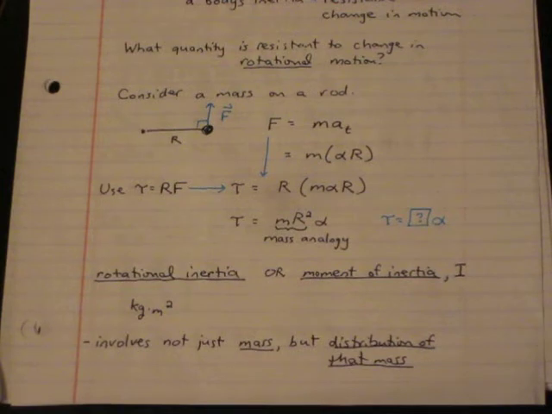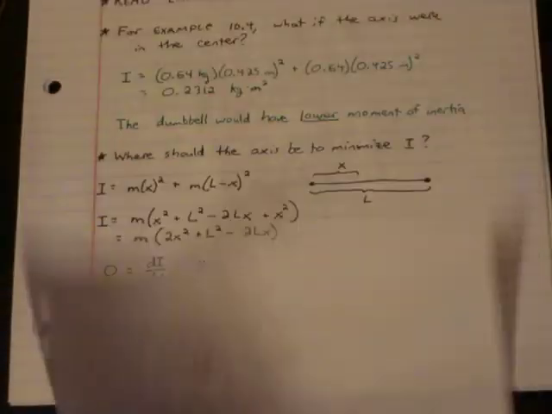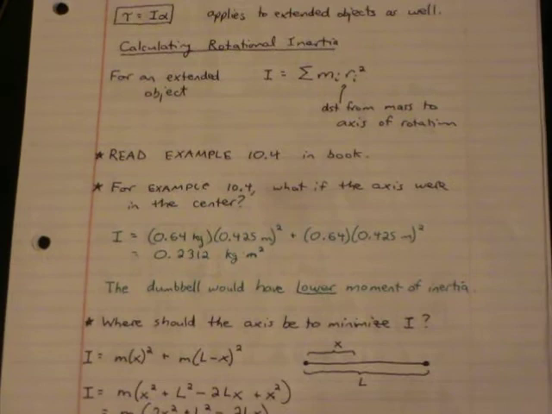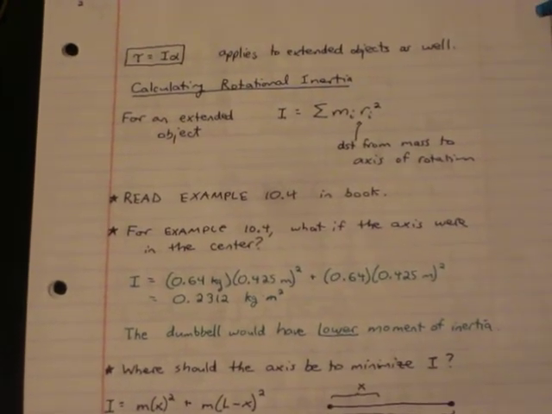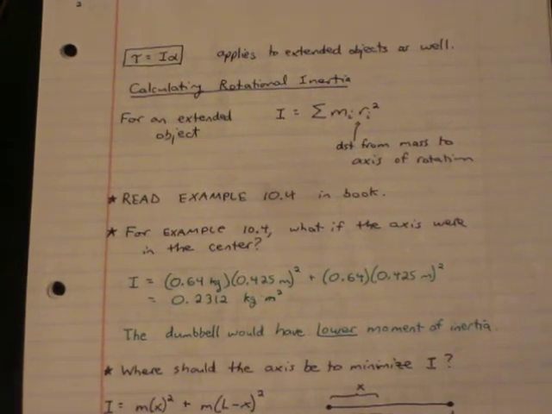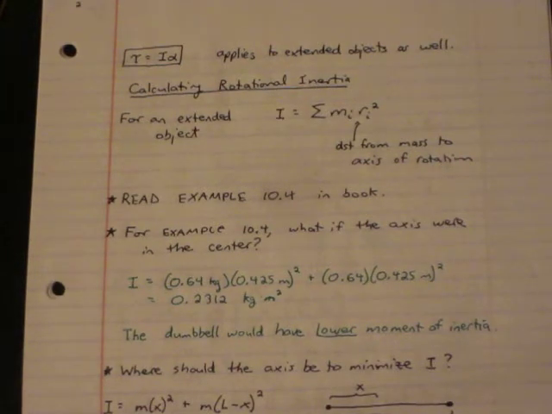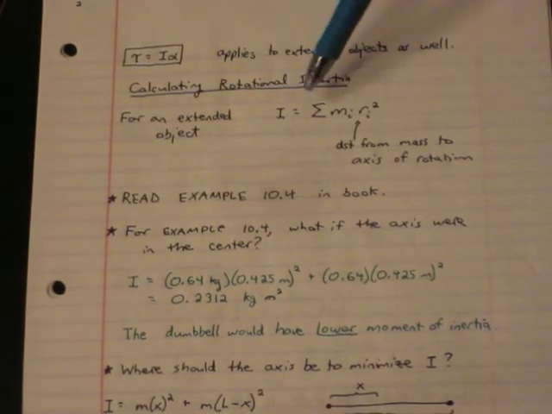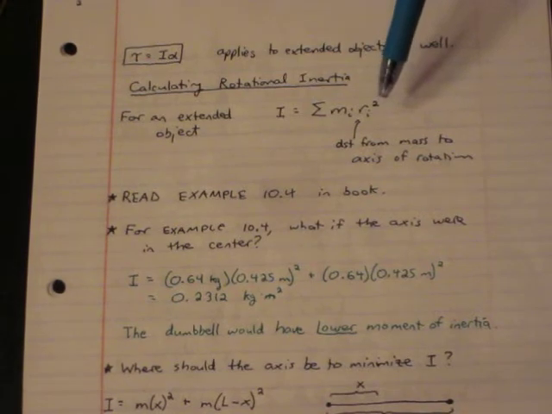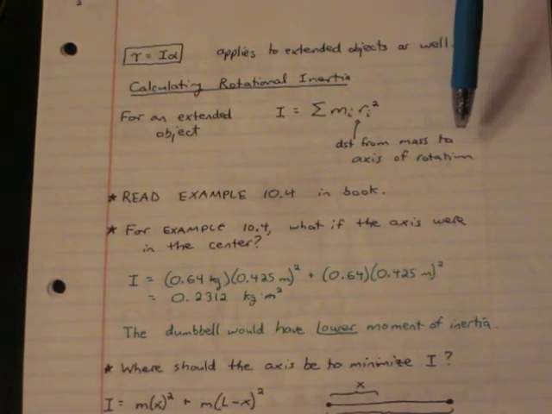And notice that in linear F equals ma, it's just the mass of an object that resists a force. With rotational motion, it's a bit more complicated. It's not just the mass, but it's the distribution of that mass. And specifically, it has to do with where the mass is located relative to the axis of rotation. So for torque, we use that Greek letter tau equals I times alpha. It applies to extended objects as well. When we're calculating the rotational inertia of an extended object, we're just going to say that rotational inertia is the sum of every mass times r squared. And in this case, r is the distance of that mass to the axis of rotation.